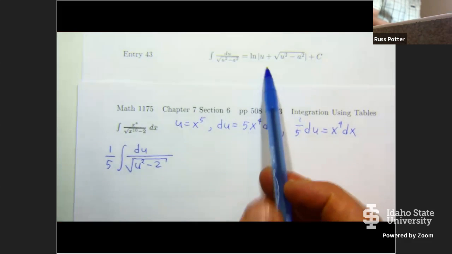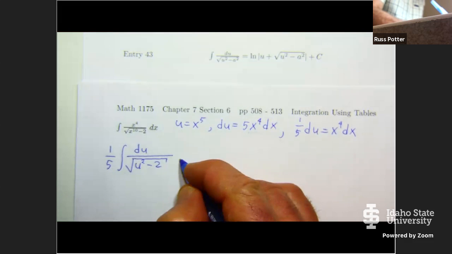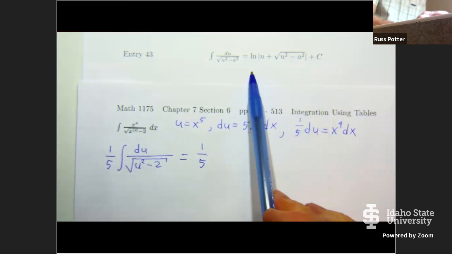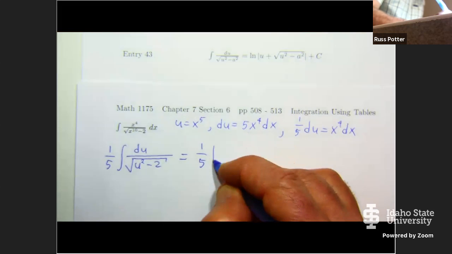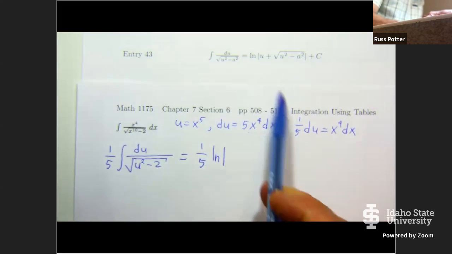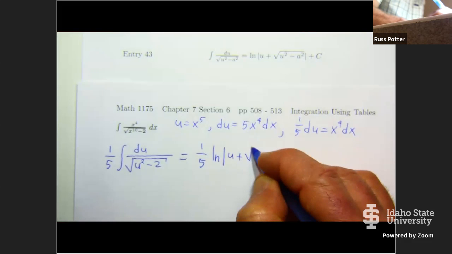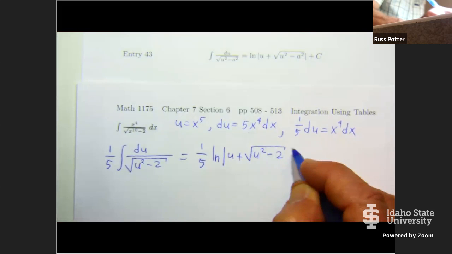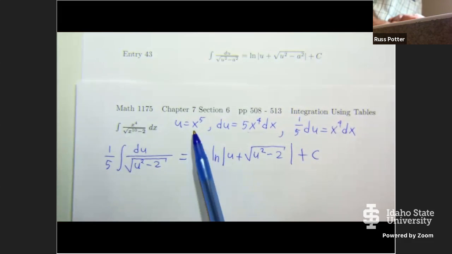Okay, so we just follow the formula. Then we have to keep this factor of 1/5. So we multiply 1/5, and then we just use this part. So we get the natural log of the absolute value of u plus the square root of u squared minus 2 plus c. And then the last thing to do is replace u with x to the 5th.